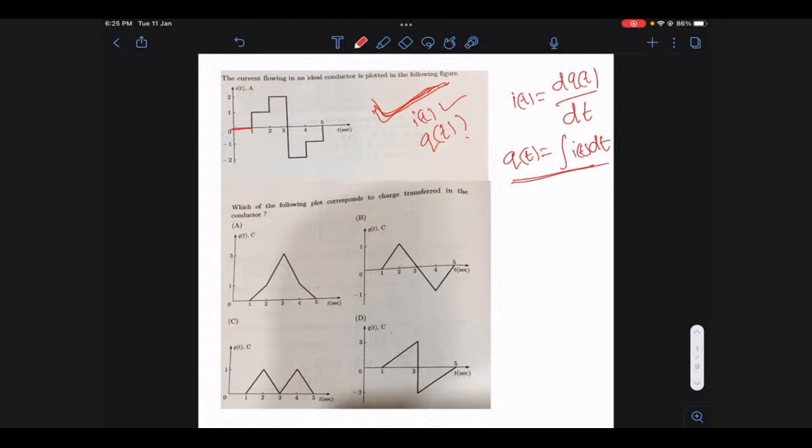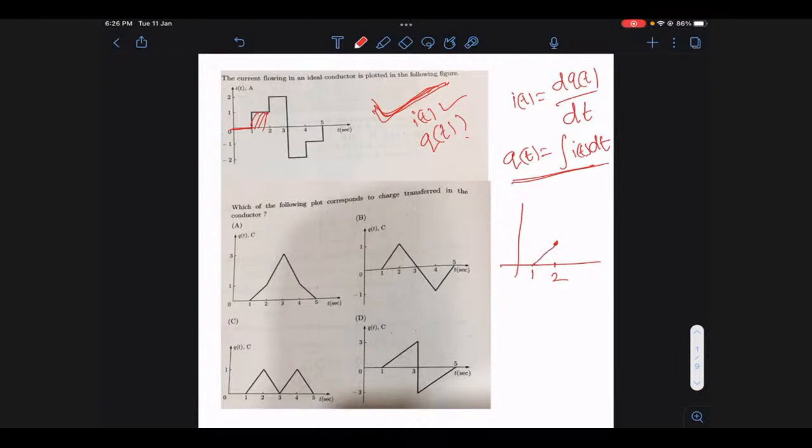Then between 1 and 2, if I ask you what will be the amplitude of the integration of this i(t) up to 2, that is nothing but the net area accumulated up to 2. If I'm plotting a waveform and this is your 1, this is your 2, the amplitude at 2 depends on the area of this function up to 2. The area of this function up to 2 is basically 1. So here it is 1.